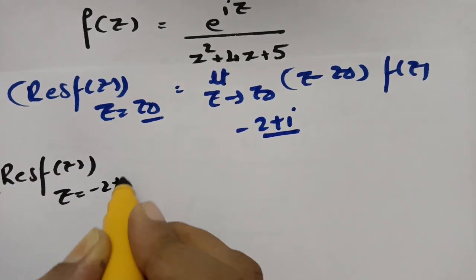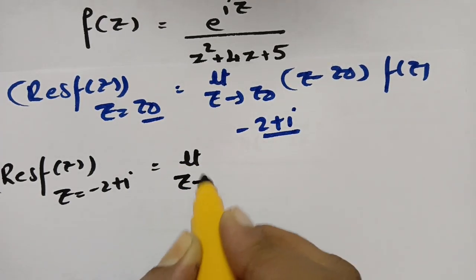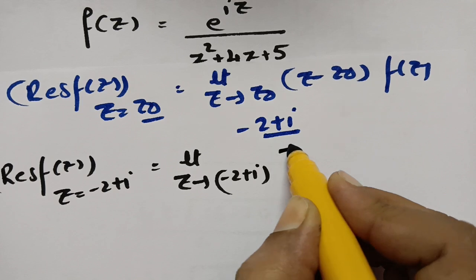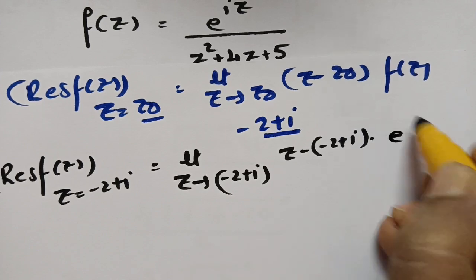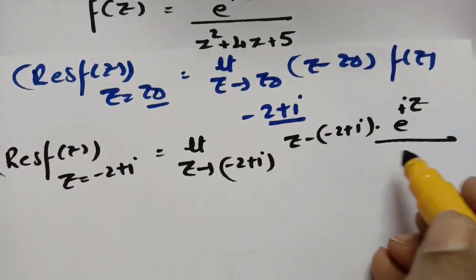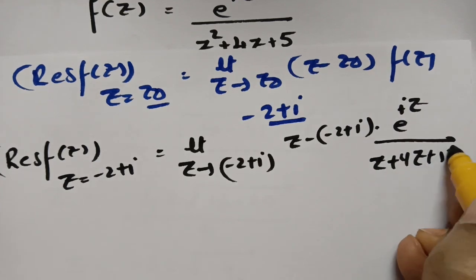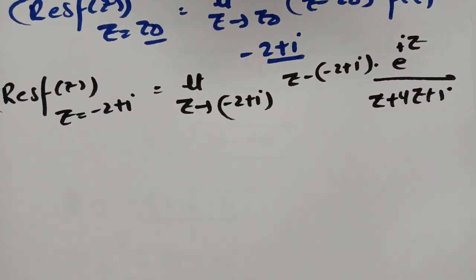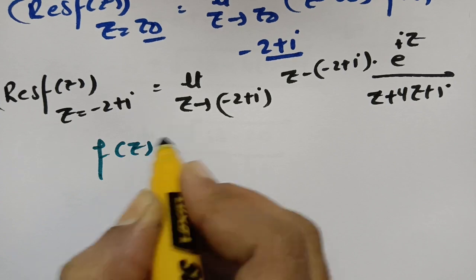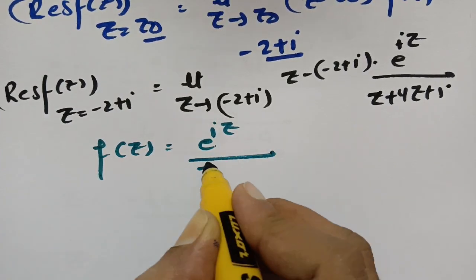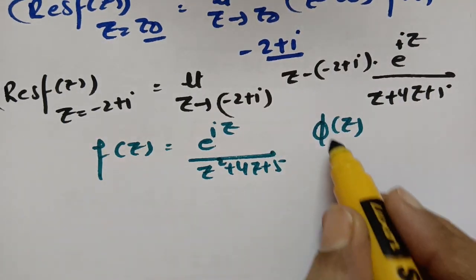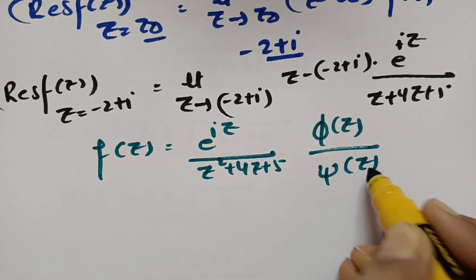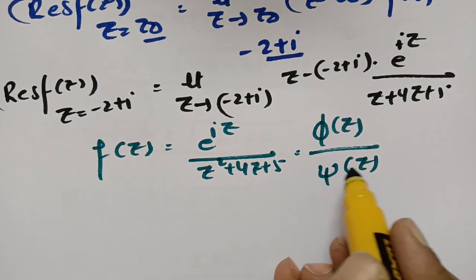For the interior pole minus 2 plus i, this is the limit z tends to minus 2 plus i of z minus (minus 2 plus i) into f of z, that is e power iz by z square plus 4z plus 5. In order to calculate this, there is a formula. So f of z is e power iz by z square plus 4z plus 5. I take the numerator as phi of z and the denominator as psi of z.